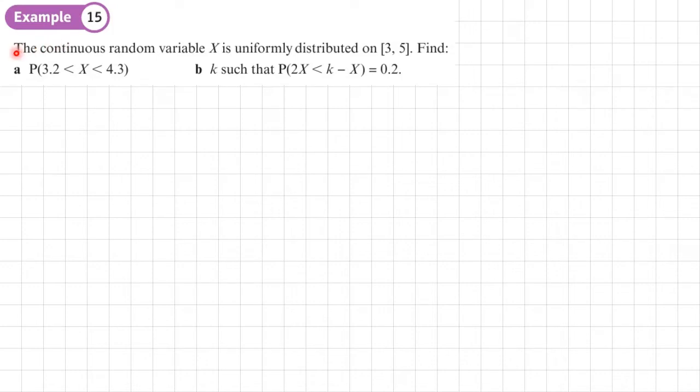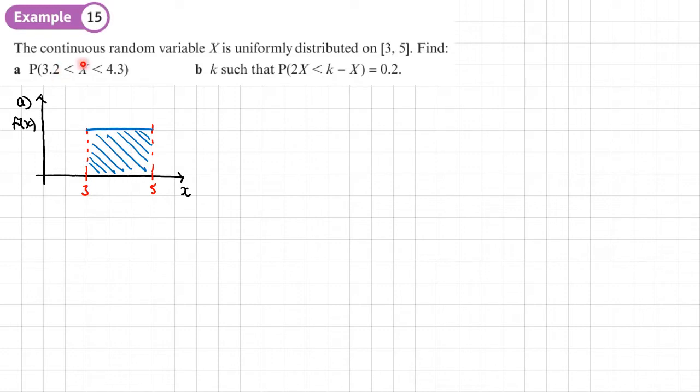Example 15. The continuous random variable x is uniformly distributed on the interval 3 to 5, and we need to find part A, the probability for x between 3.2 and 4.3. So the first thing I'm going to do is to draw a sketch of this distribution, and I can see that we're going between 3 and 5. It's uniformly distributed between 3 and 5, so we'll draw that in.